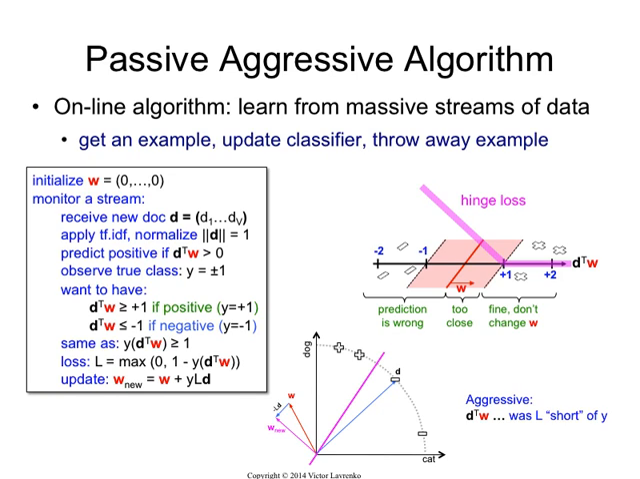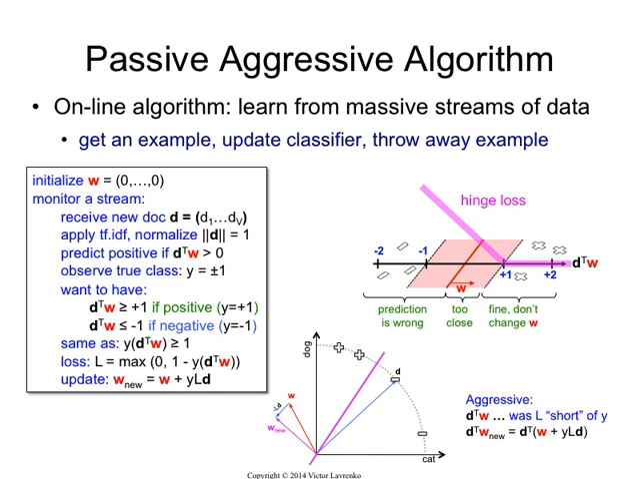So assume that d was positive for a moment, right? So if d was positive, we wanted this dot product to be +1, and it was smaller than +1. So it was either between 0 and 1, or maybe it was negative altogether. So overall, it was short of where it should have been, and it was short by L. Right? L is the distance between where it should have been and where it ended up being. So what are we doing? We're updating the new weight vector by taking the old weight vector and adding yLd to it.